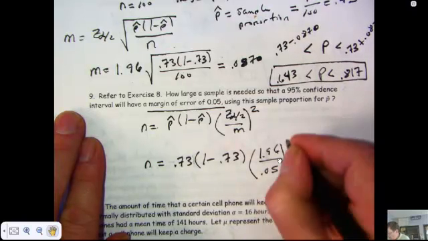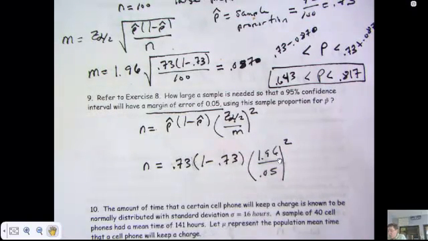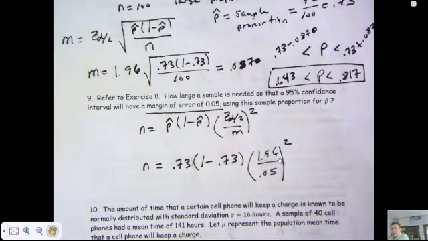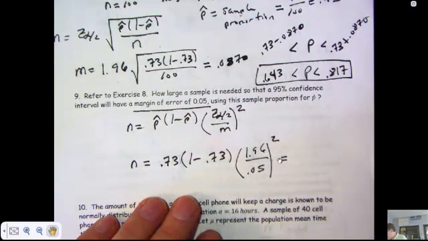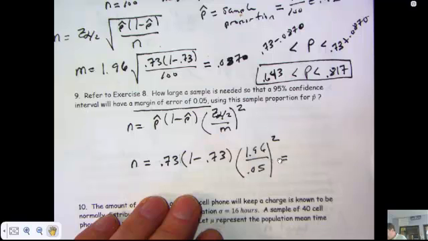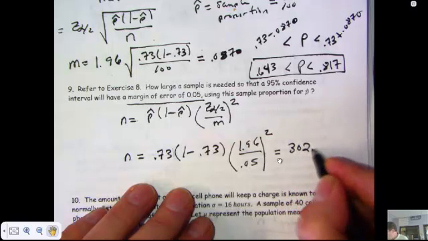So I'm saying, what do I have to do to get a smaller margin of error? How big a sample do I have to take? Because I only sampled 100 last time, and that's too big of an error. So how many do I have to have? That's what this question is really saying. So I type that in: 0.73 times 1 minus 0.73 times 1.96 divided by 0.05 squared. And I get this to be 302.87.